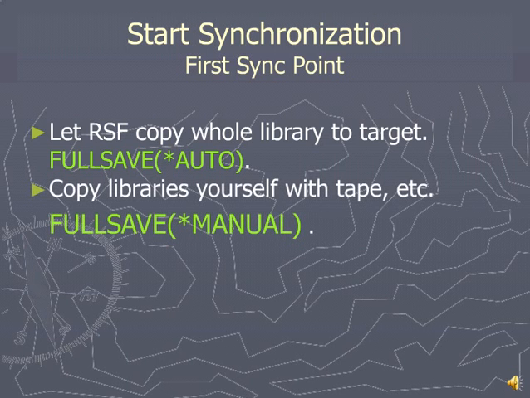Or you can use tape or any other means to manually ensure that the source and target libraries are identical, and then tell RSF to skip this step by specifying full save manual in the appropriate synchronization command. Letting RSF set the initial synchronization point automatically is the easiest way to go, but the manual method gives you the flexibility to handle things differently if necessary.